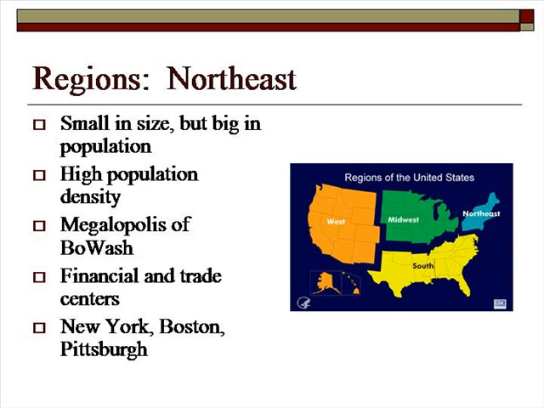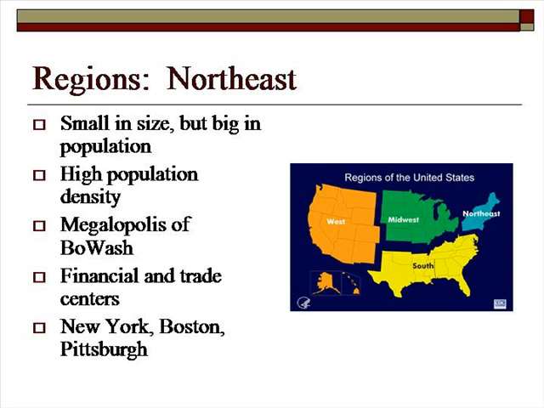This was one of the first areas to be colonized by Europe and has some of our major population centers. So let's take a look at this particular part of the world. This is blue on your map in the upper right-hand corner. It's small but big in population. So small in size, big in population. Lots and lots of people live in the Northeast.